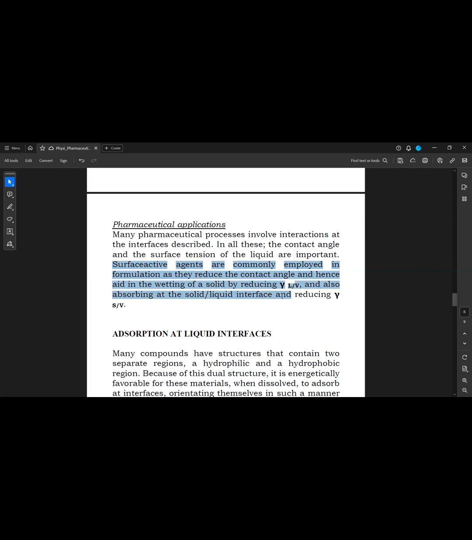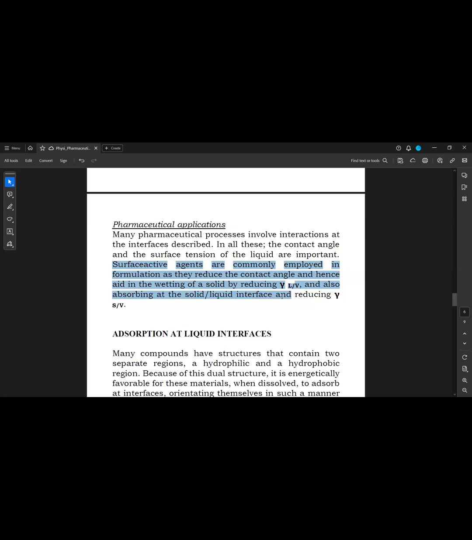What this long sentence means to say is: the lower the contact angle, the easier it is for the solid to get wet. So wetting is made easier if the contact angle is smaller. So, adsorption at liquid interfaces.